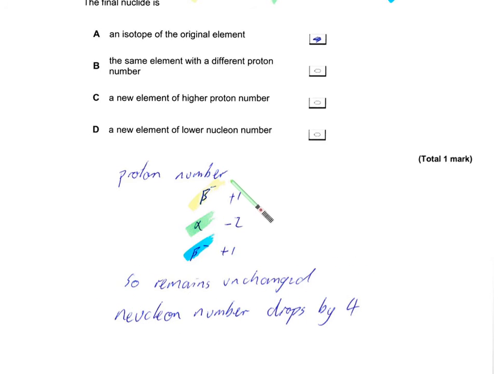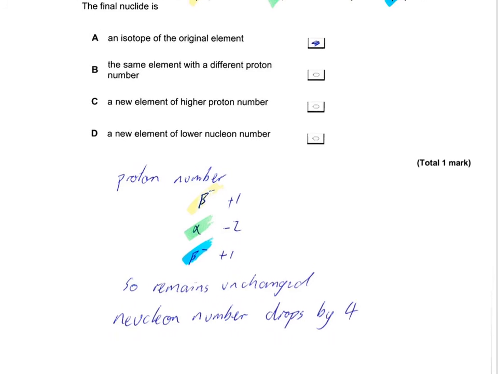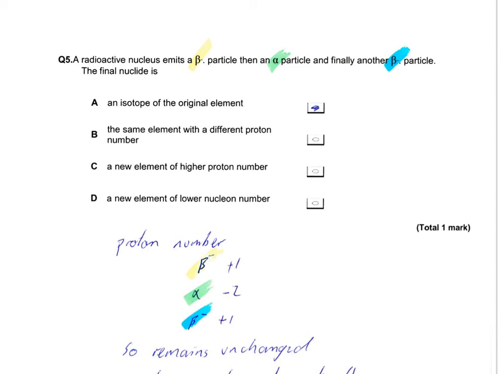In all that, of course, if we just have a quick think about the nucleon number, for the beta decay, that makes no difference to the nucleon number in either case. The alpha decay is going to drop the nucleon number by 4. So now we've worked out what's happening, go back, see which are the options. And what we have got is an isotope of the original element.